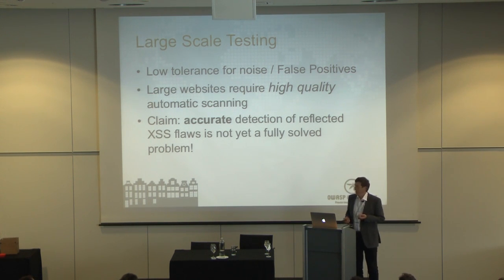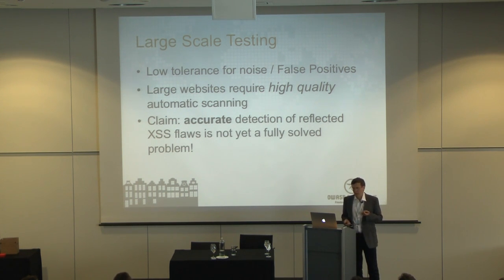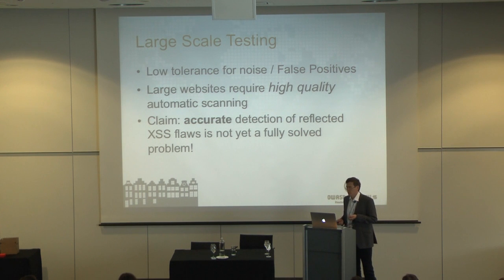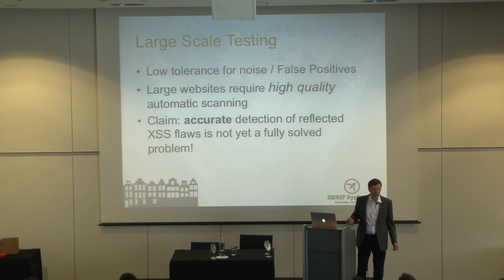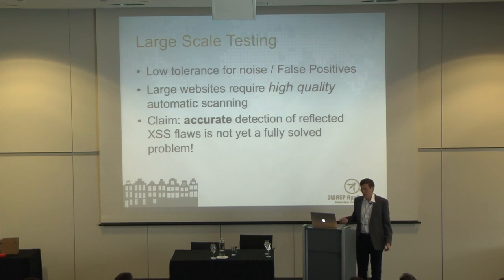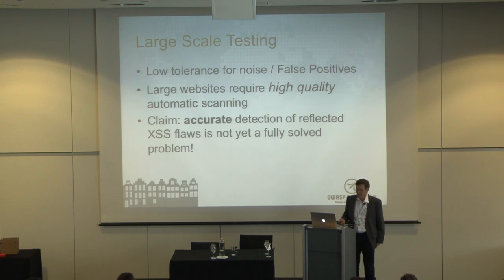To scan large websites, it requires high quality automatic scanning, and high quality means high accuracy. First of all, we need false positives to be low, but we also want false negatives low, otherwise we don't find the real issues and developers get unhappy why your scanner hasn't picked up what it could have picked up, theoretically. So we want to have the cake and eat it too. We claim that accurate detection of reflected cross-site scripting flaws is not yet a fully solved problem.